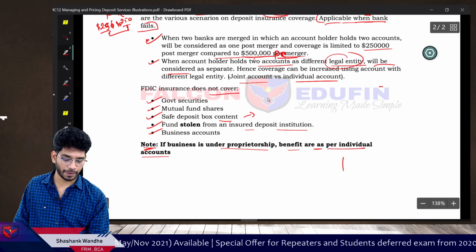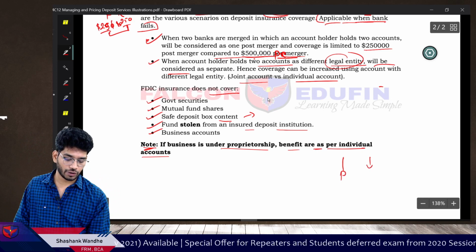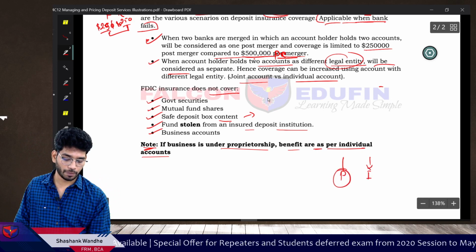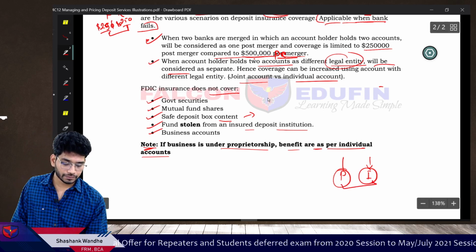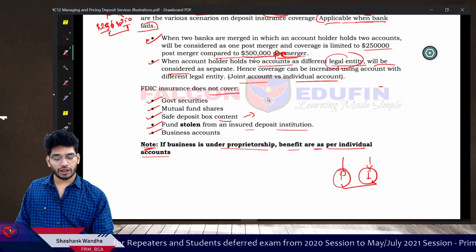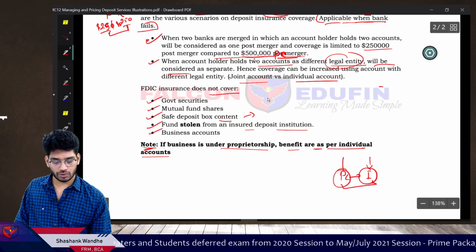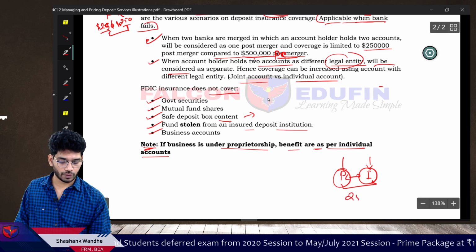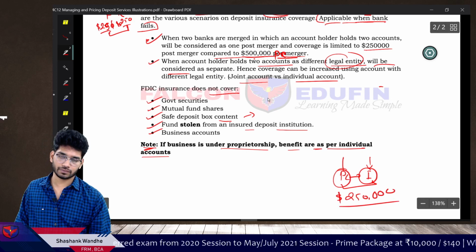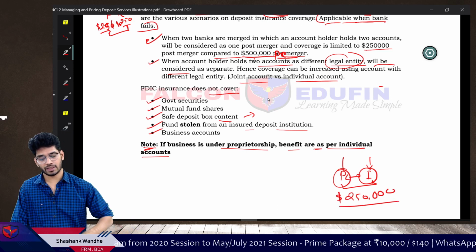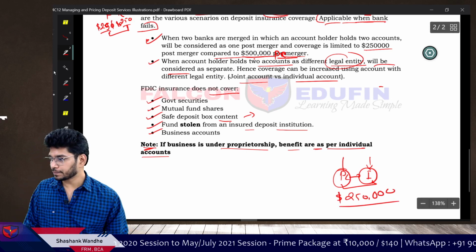Meaning, if you have, say, a proprietor account and then you have your individual account, remember, a proprietor is not a different legal entity compared to the individual. So both will be treated as one, and you will get the benefit of only $250,000, not more than this. This you are supposed to remember here.